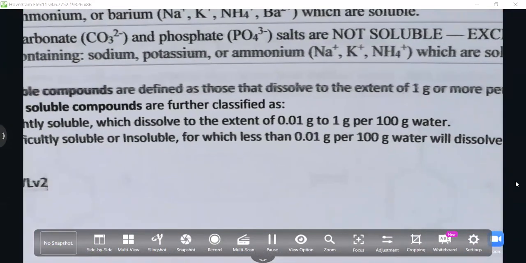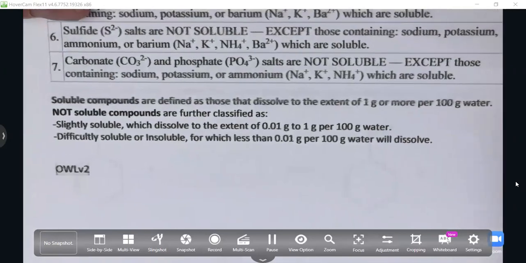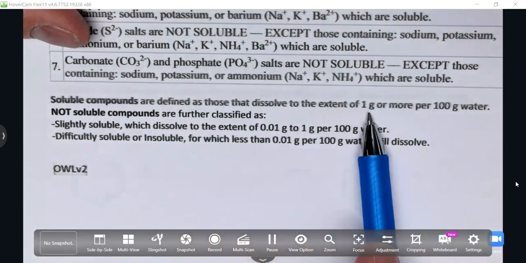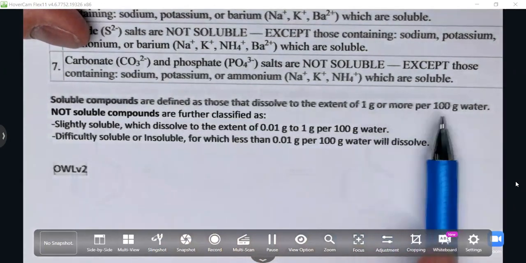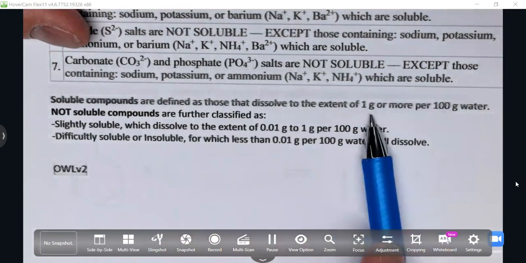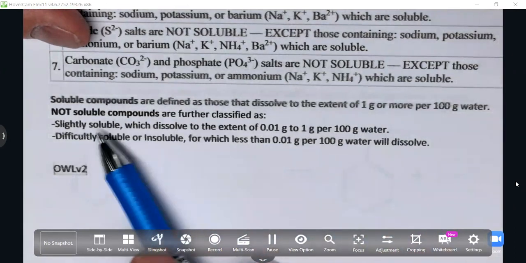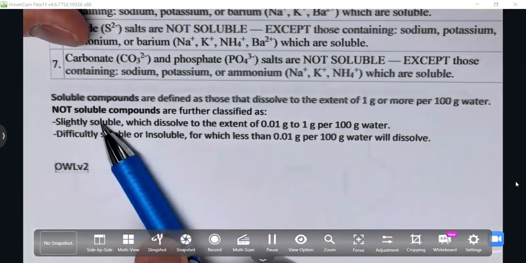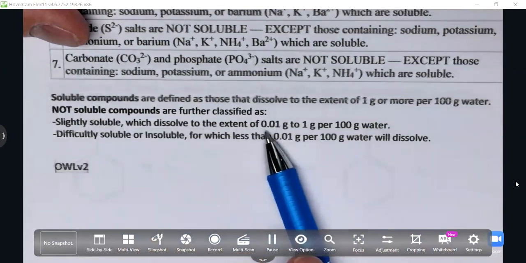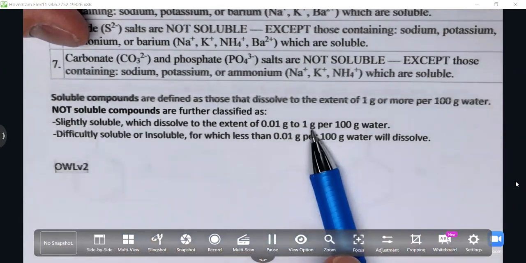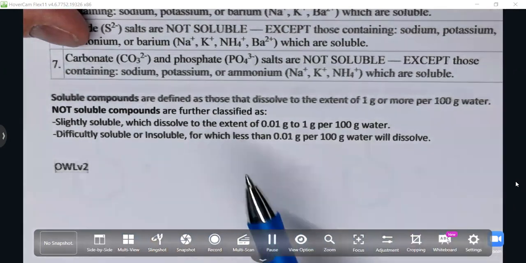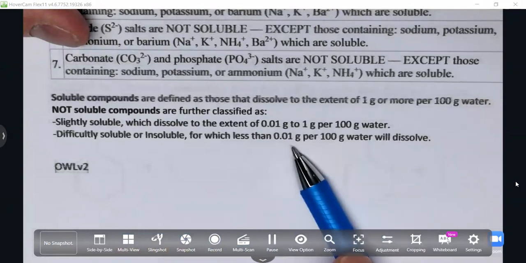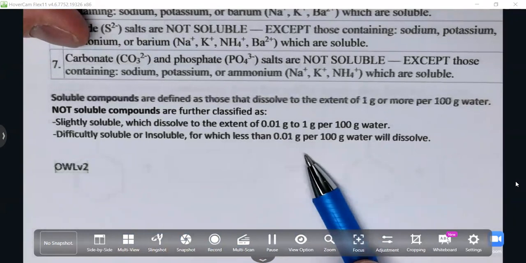And there is a distinction down here. Soluble compounds are defined as those that dissolve to the extent of at least 1 gram or more per 100 grams of water. Not soluble compounds are further classified as slightly soluble. If it says slightly soluble, it is not soluble. We treat it as not soluble, which dissolve to the extent of only 0.01 grams to 1 gram in 100 grams of water. Then the insoluble ones are pretty much a no brainer: hardly anything dissolves.